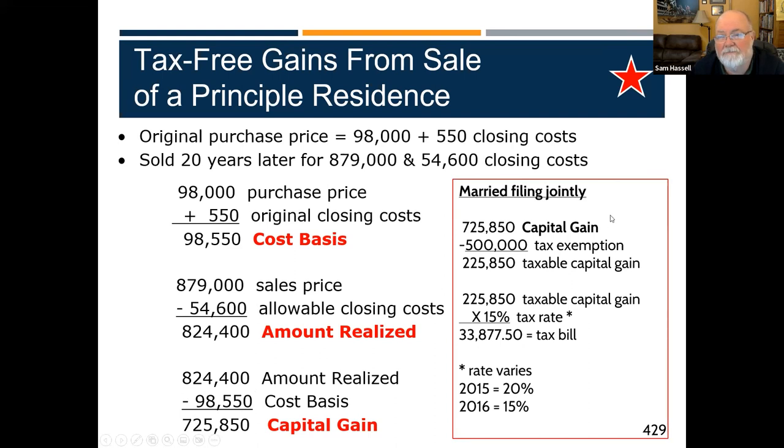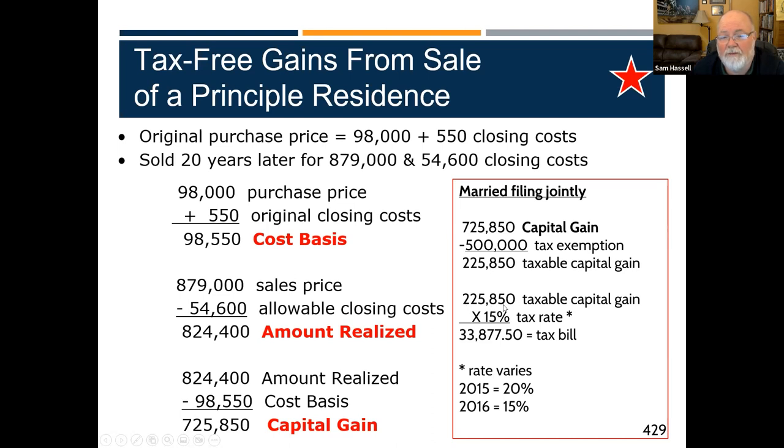This is how it breaks out. If I am married filing jointly, my $725,850 capital gain minus my $500,000 exemption, it's going to be a capital gain of $225,850. I'm going to have to pay taxes on that. No way to get around that one, right?